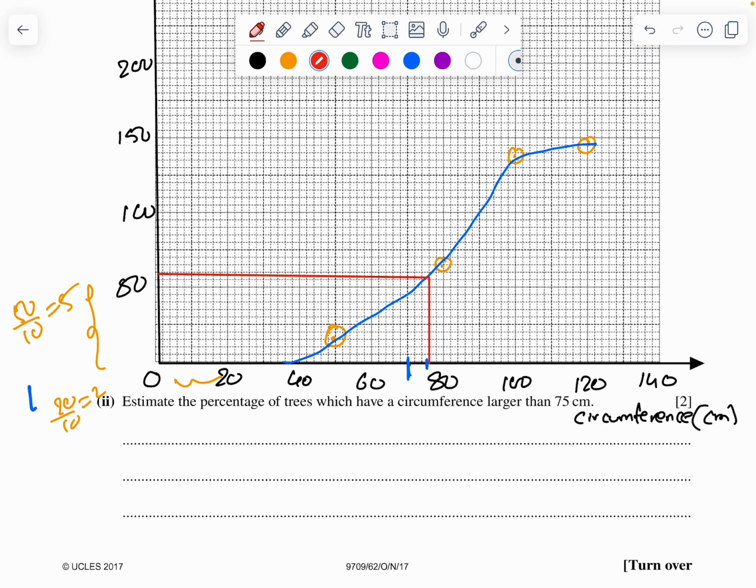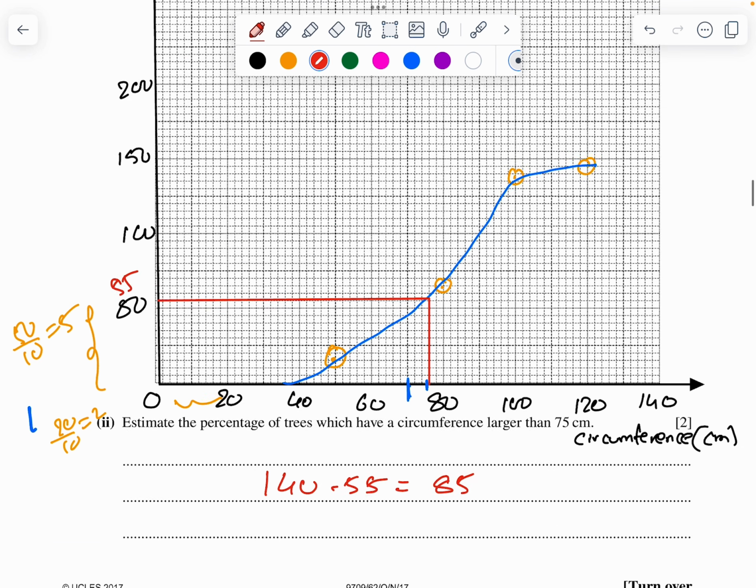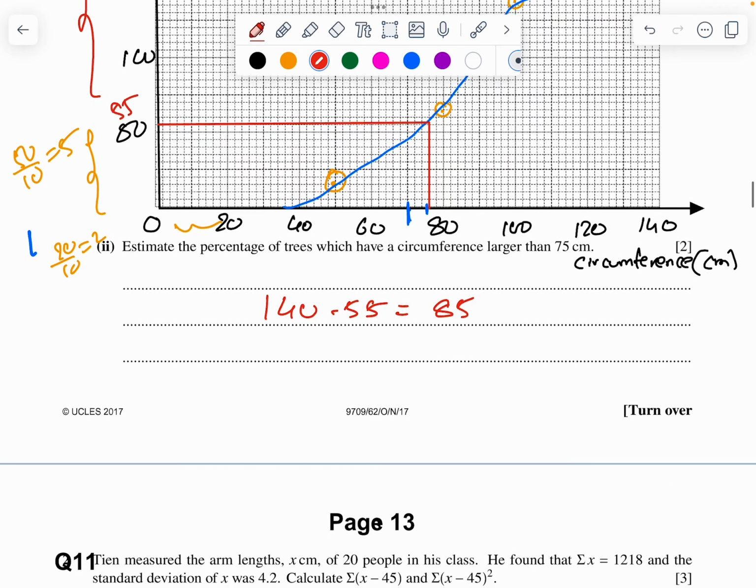So it should be something around 54 or 55. It is 55. So 140 minus 55, which is nothing but 85. So it is 85 plants are higher than 75 centimeters. So what is the percentage? 85 divided by 140 times 100.